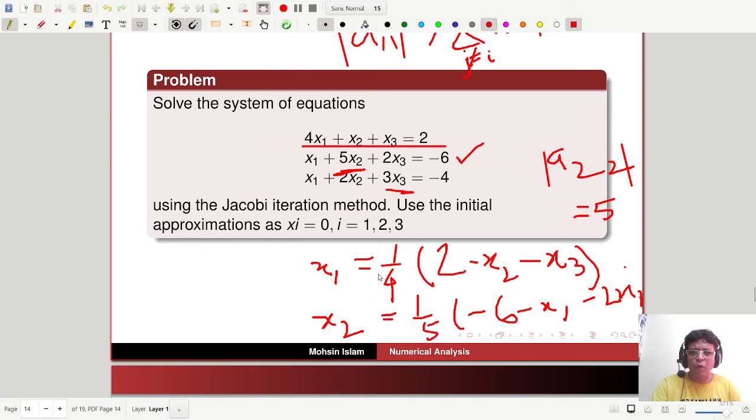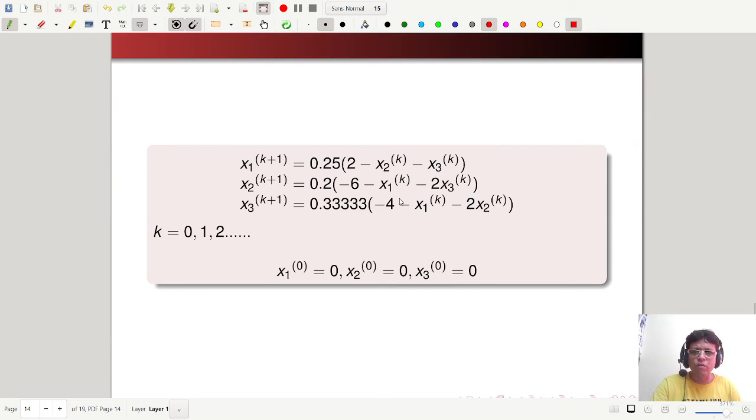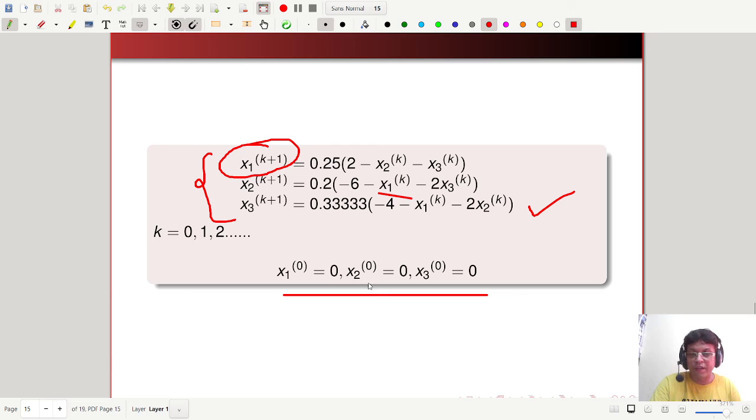So 1 by 4 is 0.25, and for x1 you can write the iteration step x1(k+1) in terms of x2(k) and x3(k), and likewise x2(k+1). Next equation: you see this is Jacobi, so you cannot use the improved value here in the second equation. This is your one iteration. So x2(k+1) can be written like this, and x3(k+1), if you calculate, will be like this. And your initial approximations are x1(0) is 0, x2(0) is 0, x3(0) is 0.